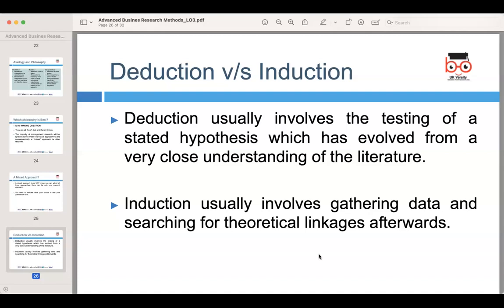Induction is basically a different approach that involves gathering data first and then searching for theoretical linkages or patterns afterwards. In contrast to deduction, induction is associated with the bottom-up approach. We start with specific observations or data, and then try to derive general principles or theories based on those observations.